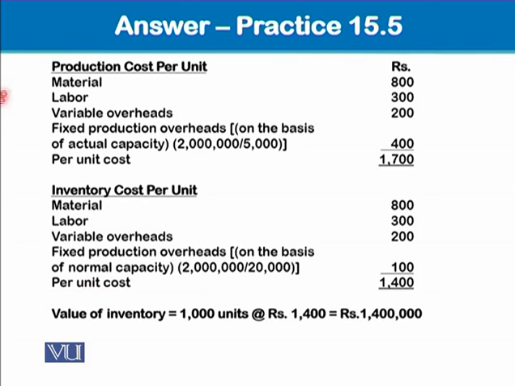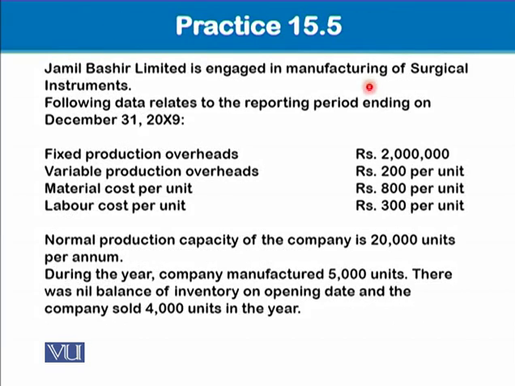So we have two workings with us. One is calculation of the production cost per unit, and the second one is calculation of inventory cost per unit. Please be attentive. Your attention is much required, please. So what we see is direct material. In both cases, direct material is 800 per unit. It is given over here.